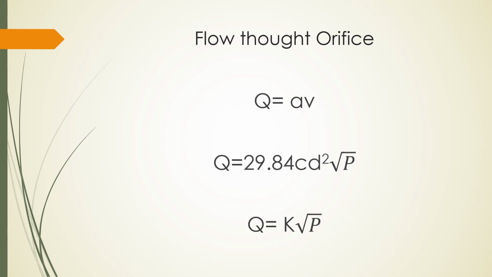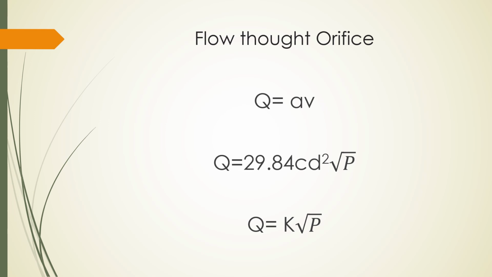We touched on this briefly, but I need to follow up on it. And that's flow through an orifice. What we have is a series of equations here. The first equation is a theoretical flow through an orifice of Q equals AV. I'm not going to go through this in a whole lot of detail, but know that this equation exists. You can easily find it online. And through a series of manipulations, we can get it to a form that looks like Q equals 29.84 CD squared, square root of P. And that's the flow, and the P is obviously pressure.